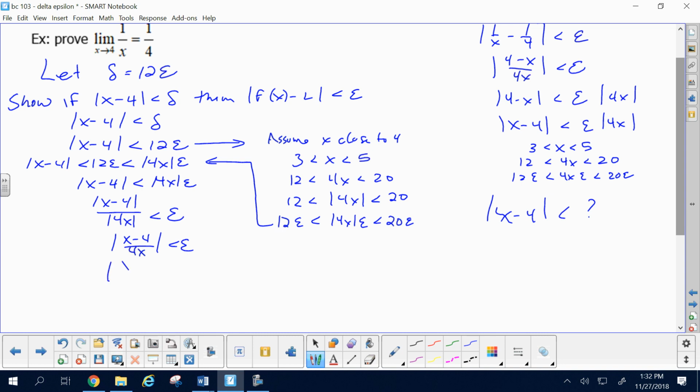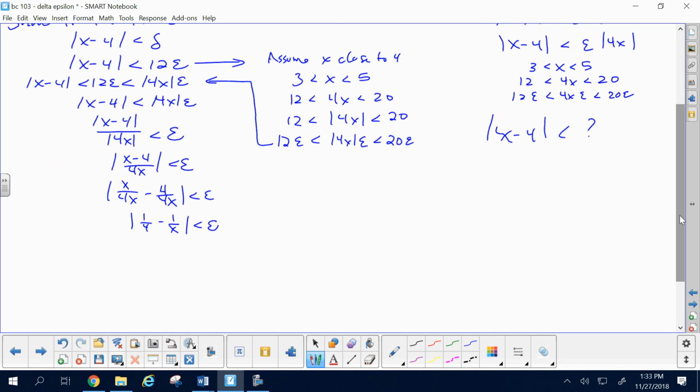Wish I could speak. x over 4x minus 4 over 4x is less than epsilon. Now that reduces to 1 over 4 minus 1 over x. Am I done now? Doggone it, no, that's not f of x minus L. But can I switch the order? Is it okay to say that's the same as 1 over x minus 1/4? Well, yeah, because the absolute value, that's okay to say. And that is f of x minus L.